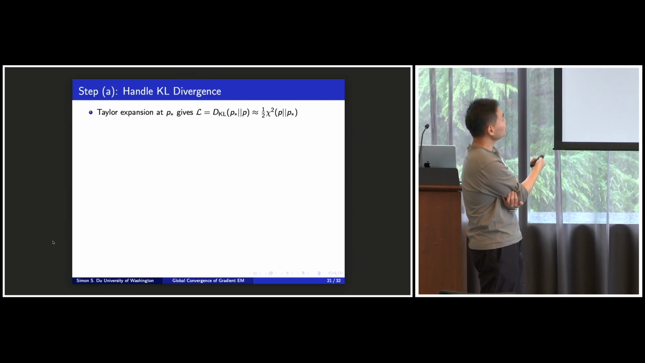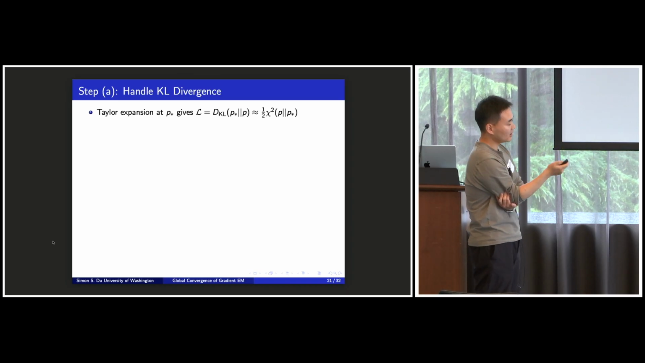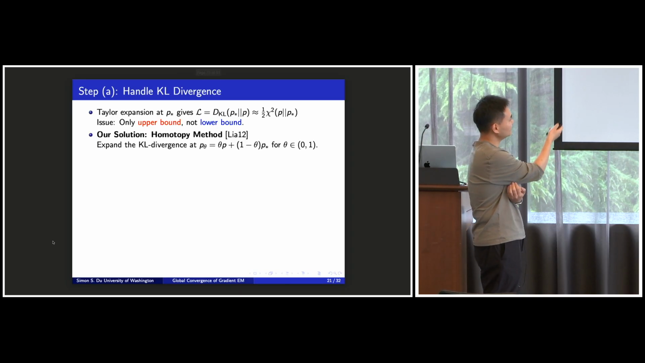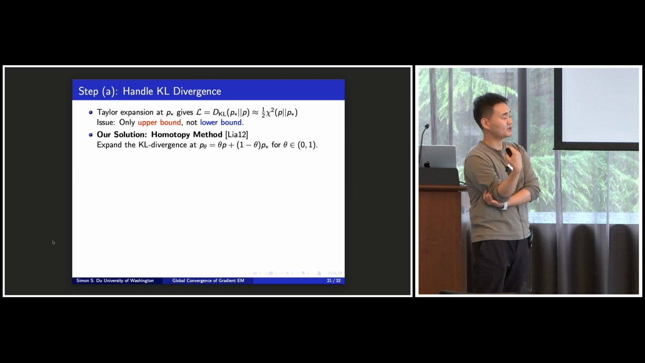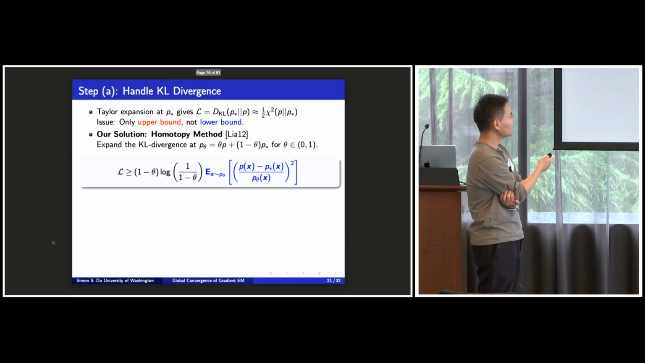Okay, so how do we handle this? KL divergence is often hard to lower bound. So here we use what, terminology-wise, I think is called the homotopy method. Basically, we choose some theta to interpolate p and p star. And in our case, theta you can just choose to be 1/2. As long as it's a constant, we can get a polynomial bound.